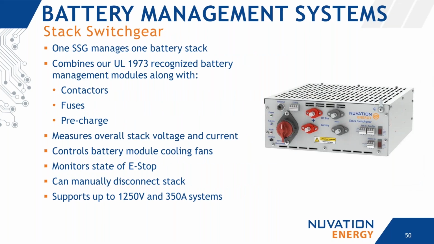Moving up on another level, we've got our stack switchgear. This product manages the battery stack and combines our UL 1973 recognized BMS modules along with contactors, fuses, and a pre-charge circuit. It also measures the overall stack voltage and current. It can control cooling fans based on cell temperature. It monitors and reacts to the state of an e-stop system, and you can manually disconnect the stack from it. Our stack switchgear is currently offered to support systems up to 1250 volts and 350 amps.